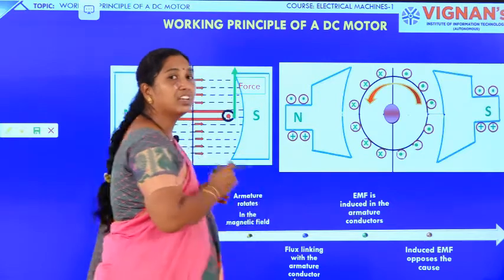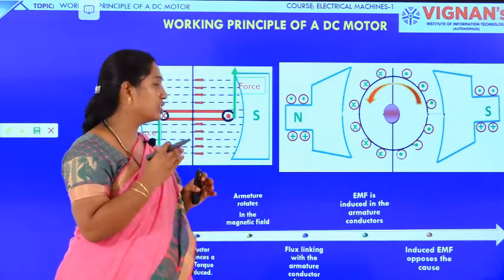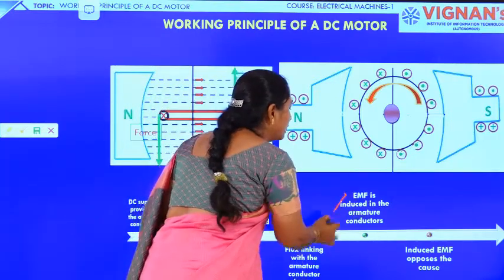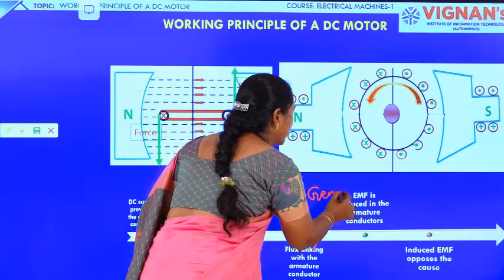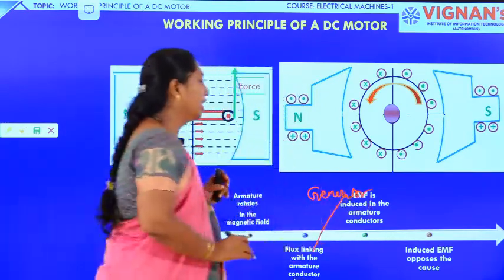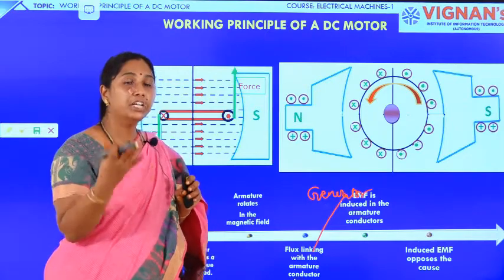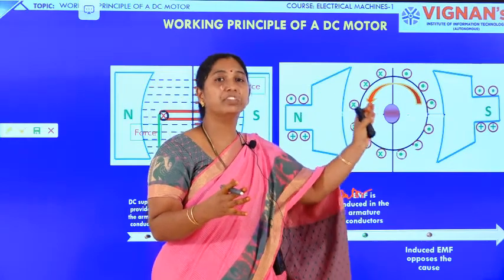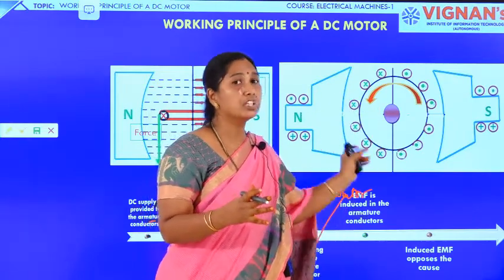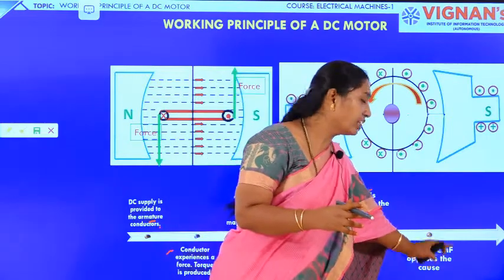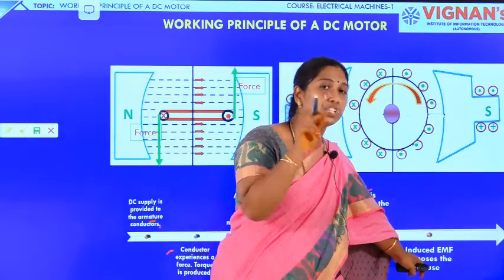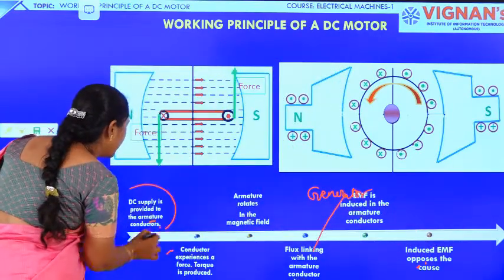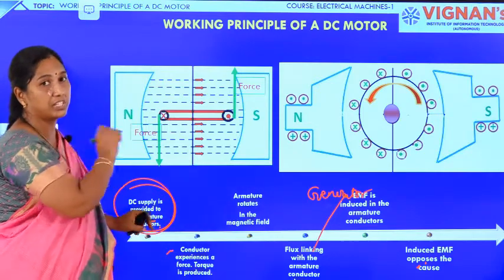We know that whenever the flux linking with any conductor changes, an EMF will be induced in the armature conductors. This will be by the generator principle. Now, we know that the induced EMF will oppose the cause of its production. Now, let us see what is the cause of production of this induced EMF. The EMF is induced in the armature conductors due to the DC supply that is given to the armature conductors.